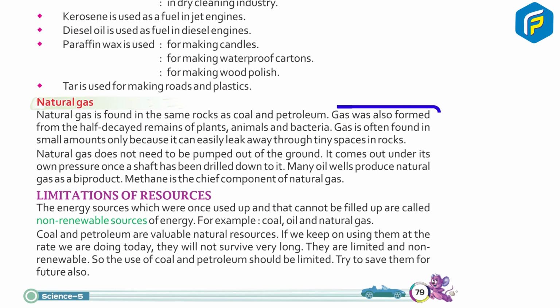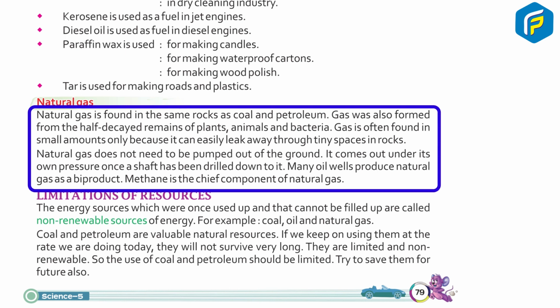Natural gas. Natural gas is found in the same rocks as coal and petroleum. Gas was also formed from the half-decayed remains of plants, animals, and bacteria. Gas is often found in small amounts only because it can easily leak away through tiny spaces in rocks. Natural gas does not need to be pumped out of the ground. It comes out under its own pressure once a shaft has been drilled down to it. Many oil wells produce natural gas as a byproduct. Methane is the chief component of natural gas.